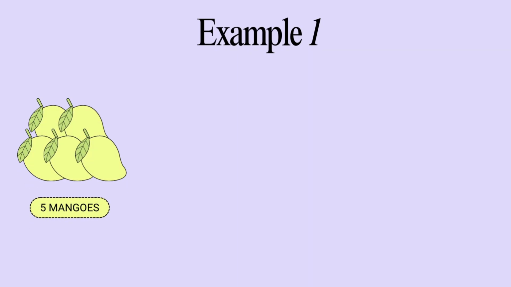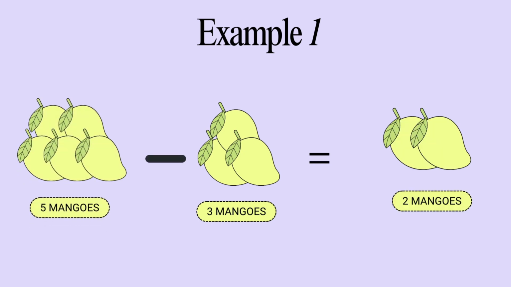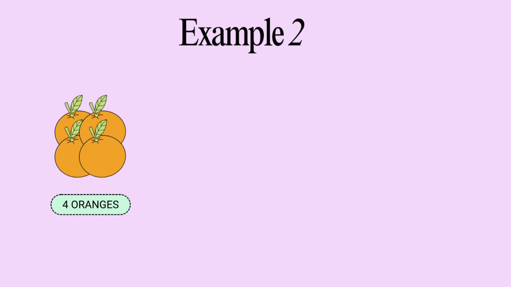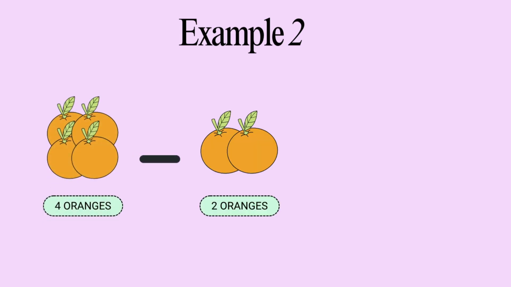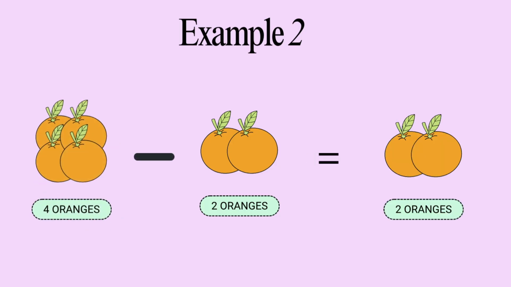5 mangoes minus 3 mangoes. The difference will be 2 mangoes. One more example. 4 oranges minus 2 oranges is equal to 2 oranges.